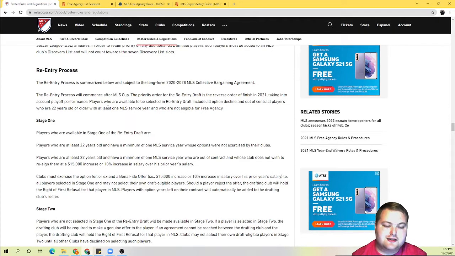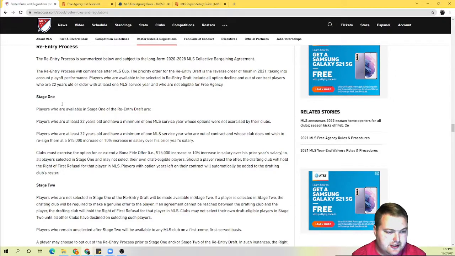If you have not served for 5 years, or if you're not over the age of 24, then you go to this re-entry process. So they have 2 stages, stage 1 and stage 2. And this is a draft, okay? So it starts with the team. Well, first it would start with the expansion team, Charlotte. They'd get their first pick. And then it'll go in reverse order of the standings. So next would be Cincinnati, and then so on and so forth until they get all the way down to the bottom with whoever won the MLS Cup.